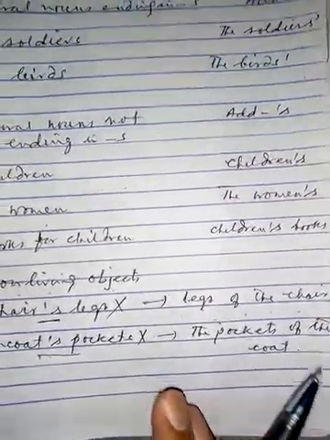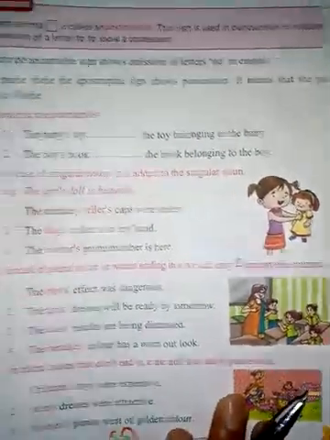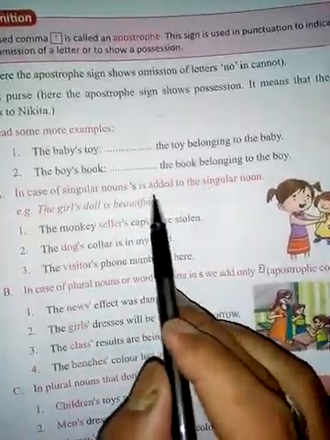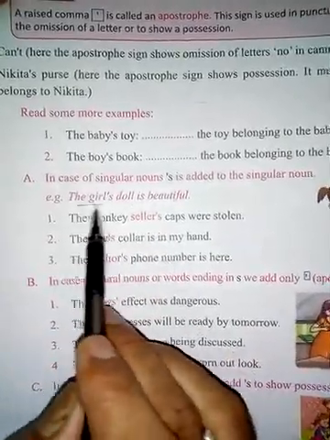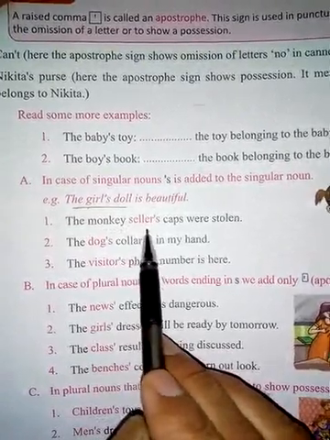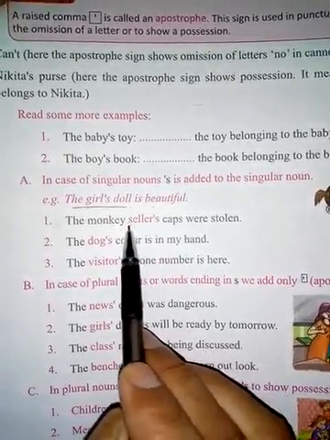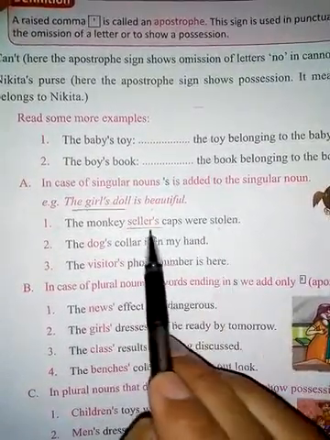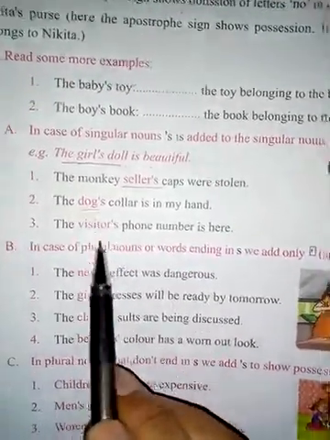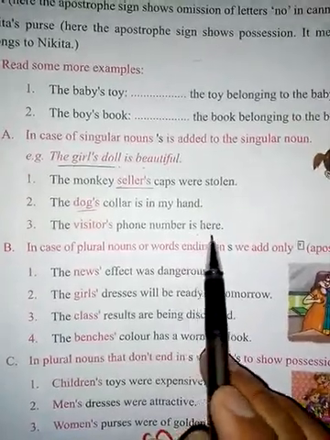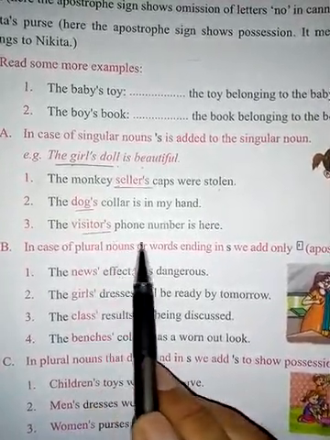Now I am going through the books. Some examples are there. Now see, in the case of singular nouns, 's is added to the singular noun. The girl's doll is beautiful. The monkey sailor's cap was stolen, singular number. The dog's collar is in my hand. The visitor's phone number is here. These are all singular nouns.